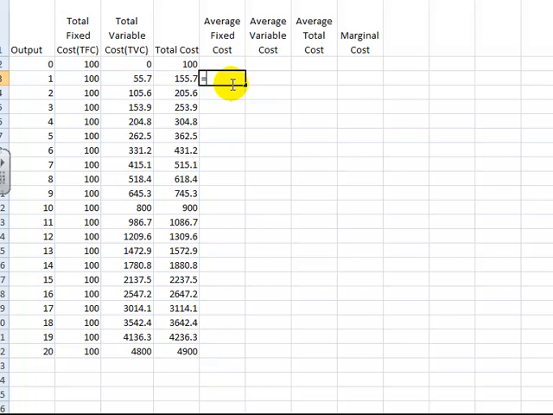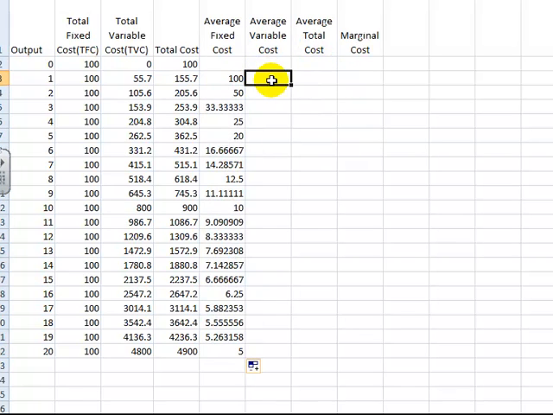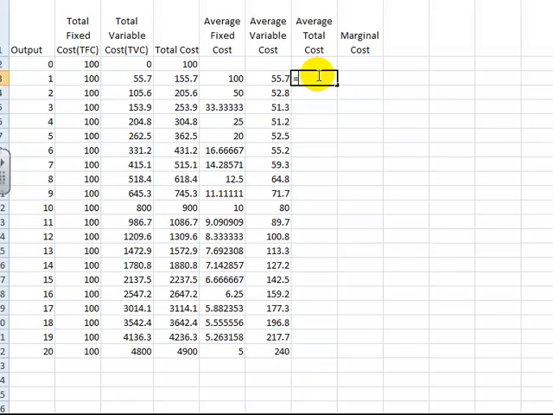Then average fixed cost. Start with this cell again. So average fixed cost is the total fixed cost divided by quantity, the output. So average variable cost equal to total variable cost, this one, divided by output. Average total cost equal to average fixed cost plus average variable cost.